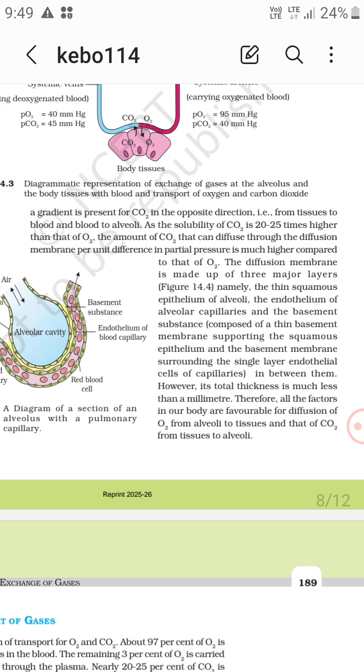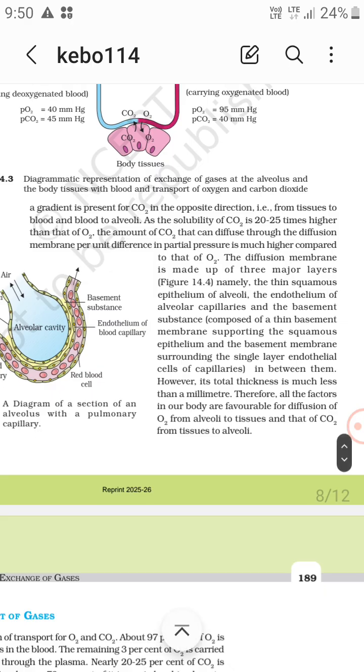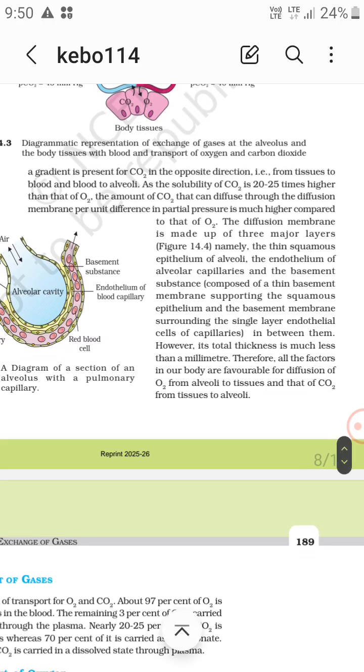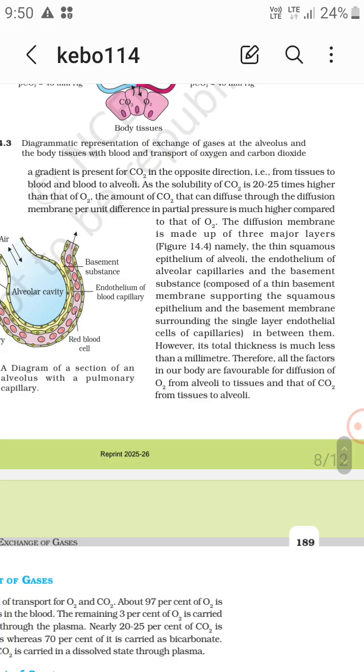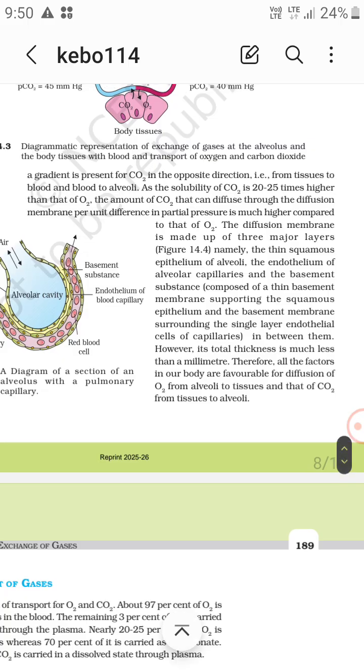And the basement membrane surrounding the single layer of endothelial cells of capillaries, now in between them. However, its total thickness is much less than a millimeter. Therefore, all the factors in our body are favorable for diffusion of O2 from alveoli to tissue and that of CO2 from tissues to alveoli.